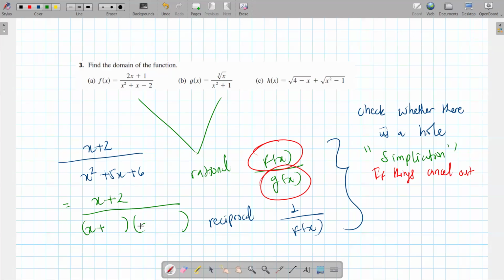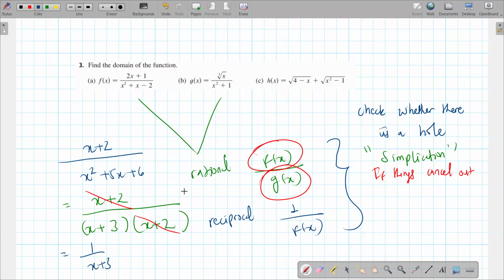It's going to be x plus something and x plus something. What are the two numbers? 3 and 2. So now you'll notice that x plus 2 and x plus 2 cancel out. And your final function, you're left with 1 over x plus 3. This is the simplified function. But you have to remember that you canceled out x plus 2 over x plus 2.